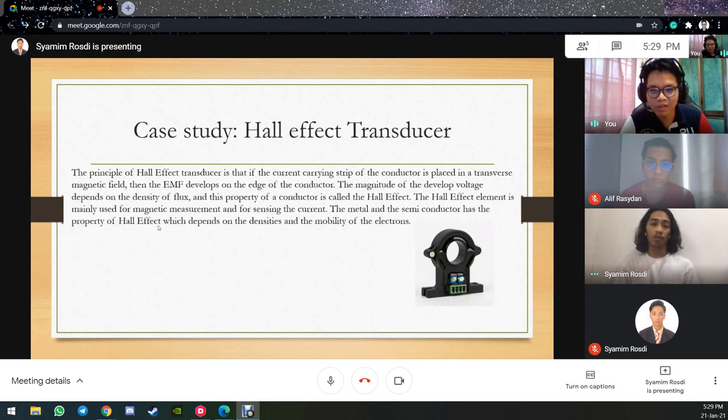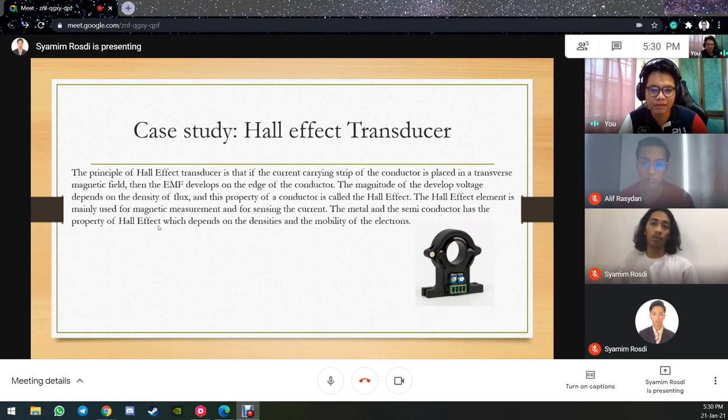So our case study is about the Hall effect transducer. The principle of the Hall effect transducer is that if a current-carrying strip of conductor is placed in a transverse magnetic field, then an EMF is developed on the edge of the conductor. The magnitude of the developed voltage depends on the density of the flux, and this property of a conductor is called the Hall effect. The Hall effect element is mainly used for magnetic measurement and for sensing current.